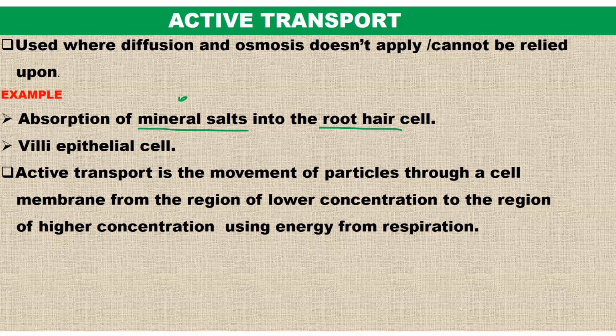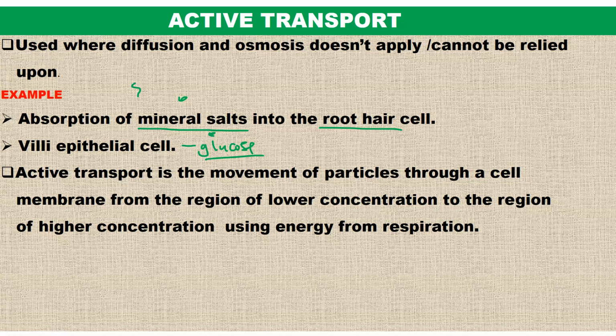Examples that we have here are absorption of mineral salts by the root hair cell, and also absorption of nutrients in the epithelial cell. When you talk of nutrients, it is glucose. So absorption of glucose into the epithelial cells also involves active transport.